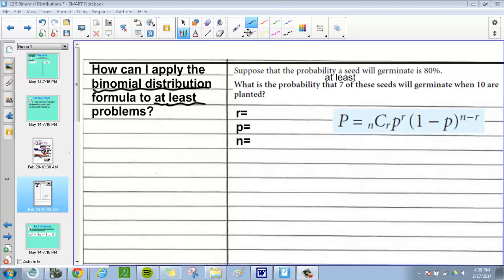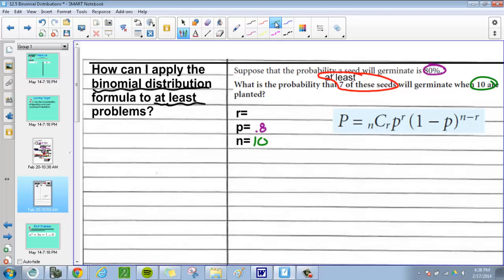So again, we are supposing that the probability a seed will germinate is 80%, just like before. So the probability, we'll put that down here, is 0.8. And what is the probability that at least 7 of these seeds will germinate when 10 seeds are planted? See, the key word here is at least. Remember, we're going to take this 10, that's our n right there. 10 seeds are planted, and at least 7 of these seeds.